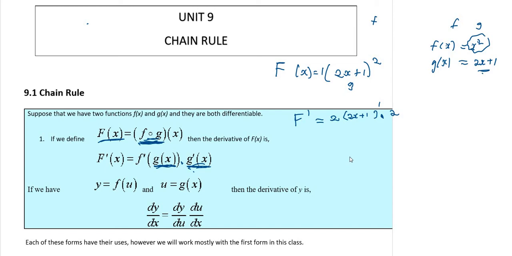So now we have the square root of, say, x squared plus 5.